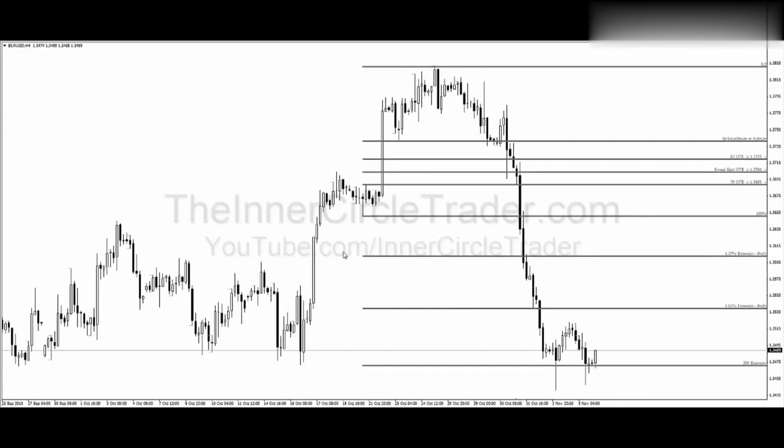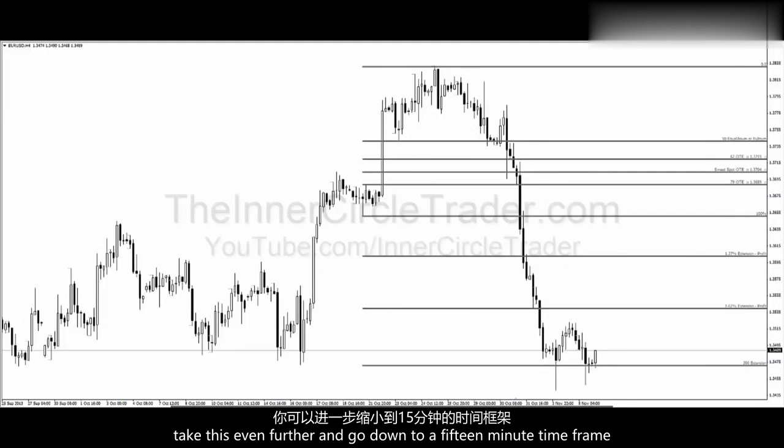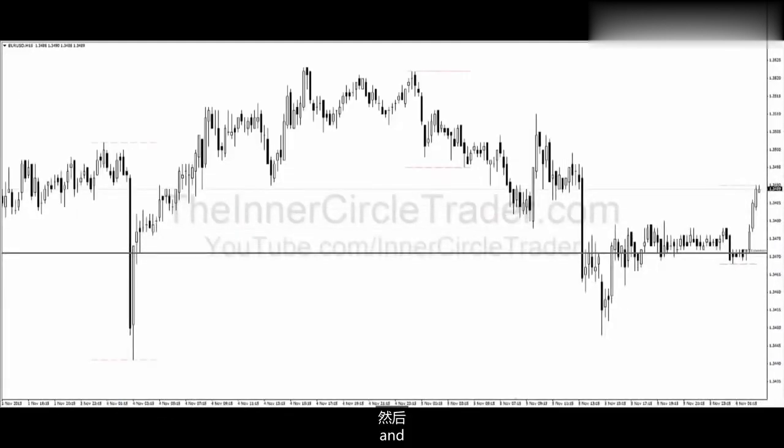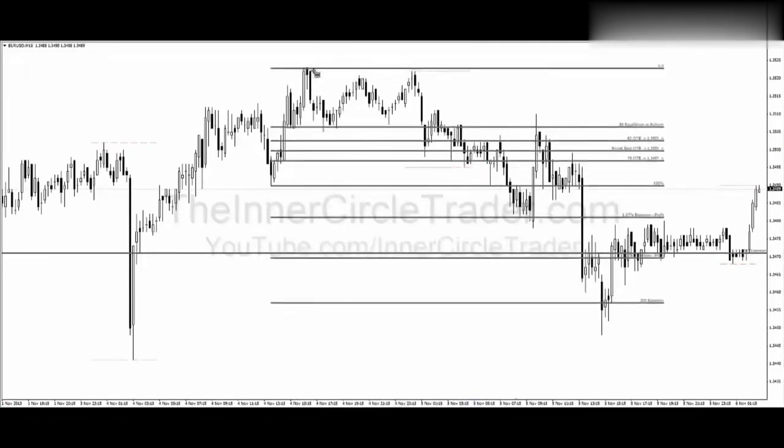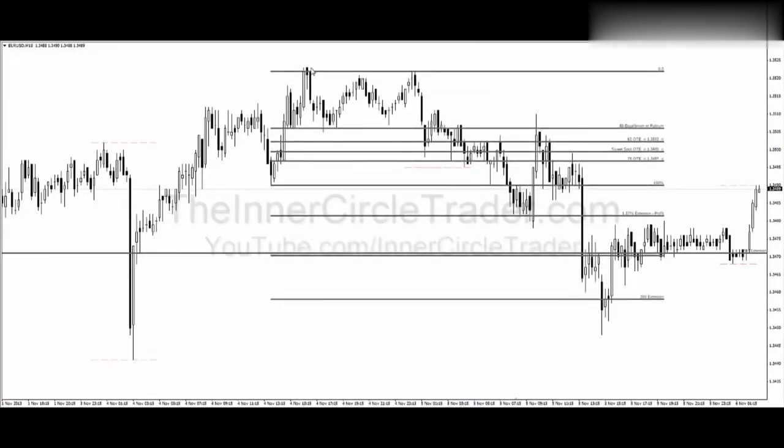Now, you could take this even further and go down to a 15-minute time frame. Okay, and just simply looking at the 5th of November, you can see that we have this swing here, when it breaks this low here, okay, it's going to be a fulcrum point right there. So anything moving down in price will most likely be a fib level for downside objectives.